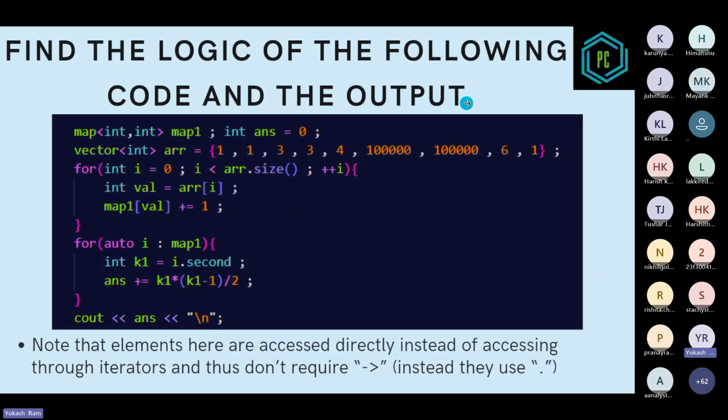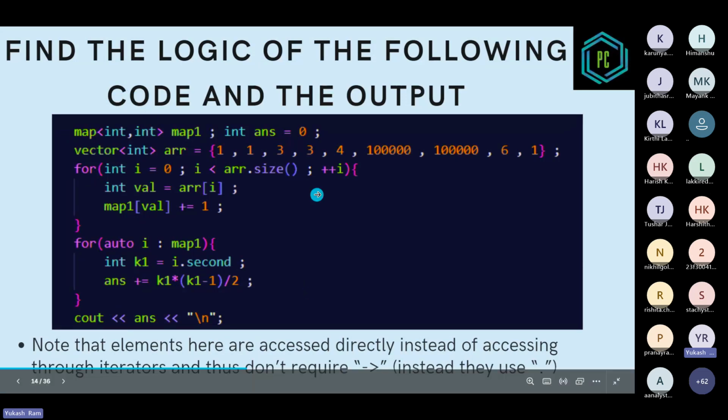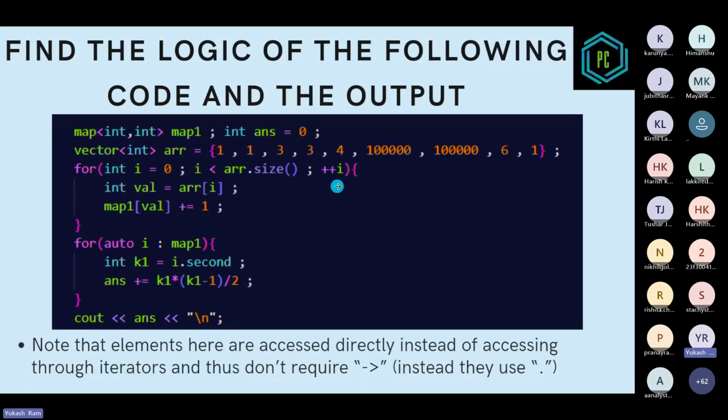Here's a small problem for you guys. Here's the code. I want you to tell the logic and output of this code. Let me go through this code quickly to see what it does. We initialize a map with an integer as the key data type, and the value is also an integer.